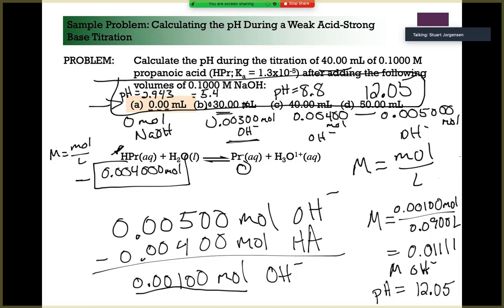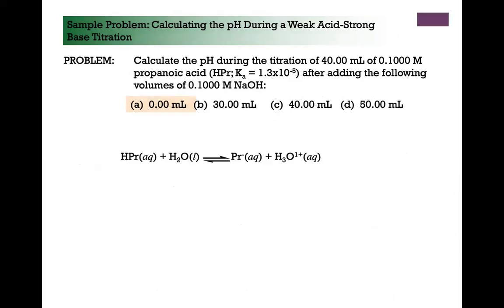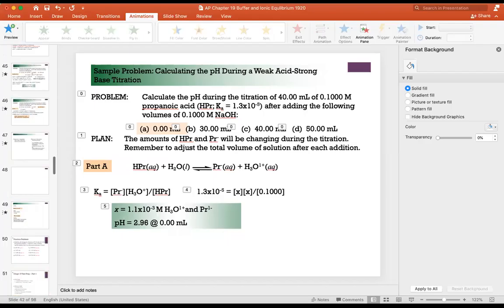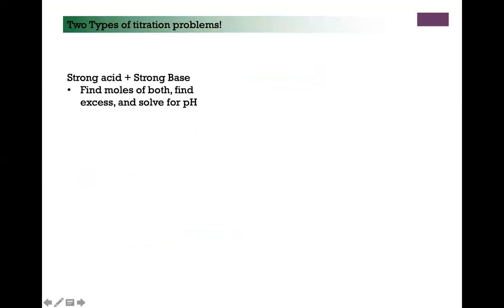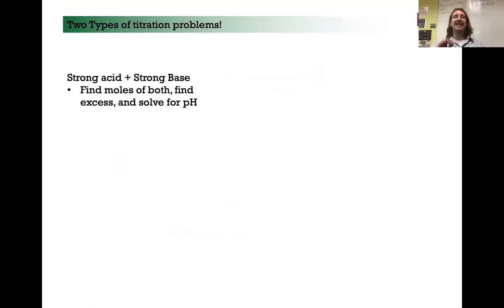Let's work it on back. So really, there's going to be 2 types of calculations that we're going to see. All right, let me get back to my PowerPoint there. It's either going to be a strong acid and a strong base, or a weak acid and a strong base. If they're both strong, find moles of both, figure out how much is left over of your excess, find the molarity, solve for the pH. Figure out what's left over, solve based on what's left over in the beaker.